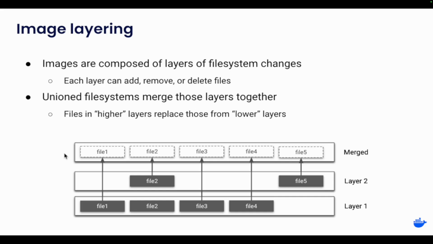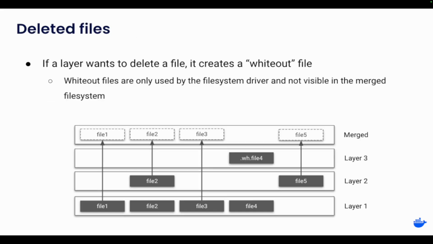There are a number of advantages of doing it this way that we'll get into as we go further into this. Now, what about deleted files? What if I need to remove a file in a more advanced layer? Well, let's see what that would look like. So here we have layer 3, and we need to remove something from layer 1. Now, each layer, when it's written, is immutable. You cannot change a layer once it's actually written to the file system.